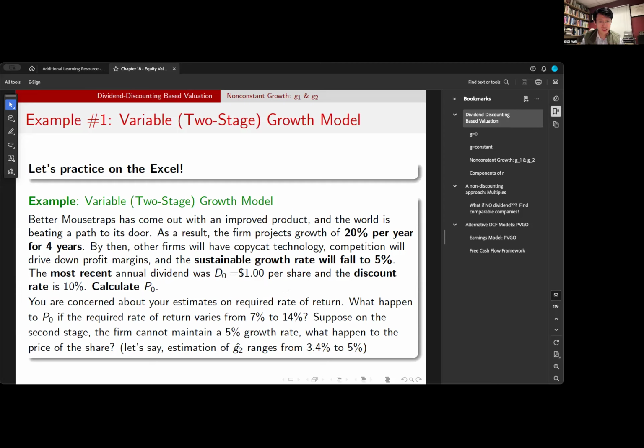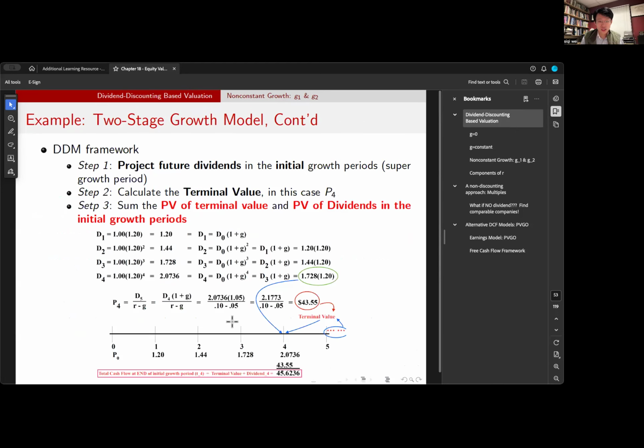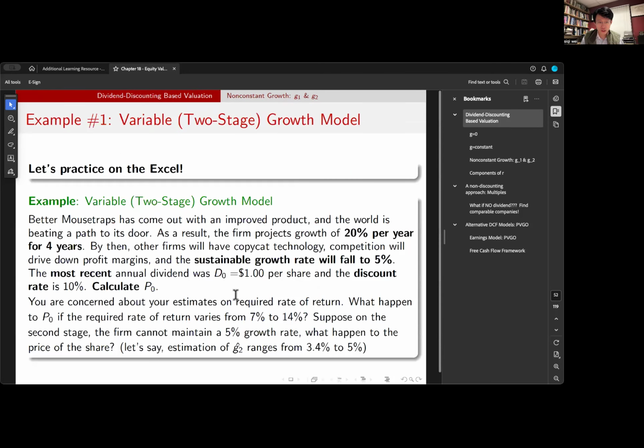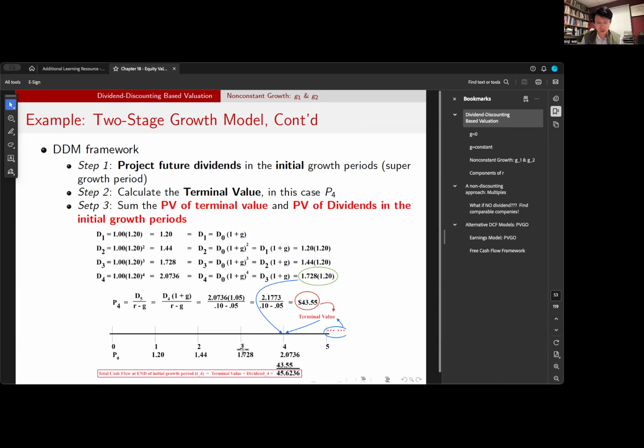Now, this is a typical two-stage growth model. All you need to do is to draw a timeline in the first place. For the first stage, it lasts for 4 years. So 1, 2, 3, 4. For the second stage, starting from year 5, it is growing over time constantly.